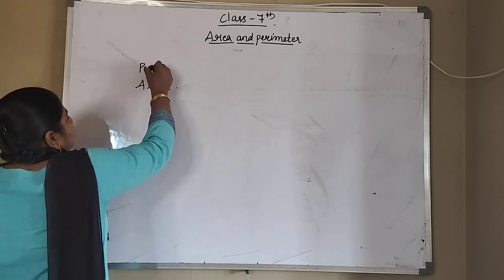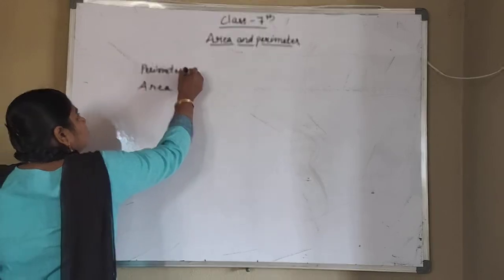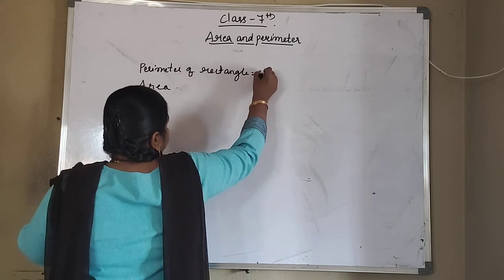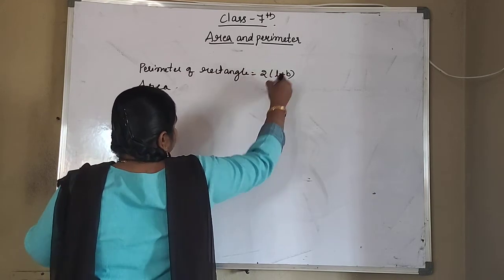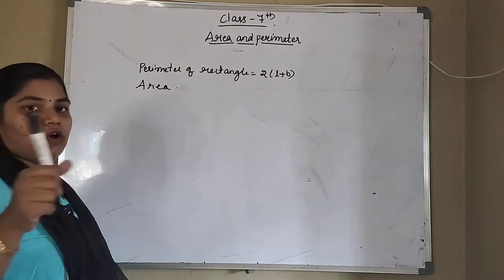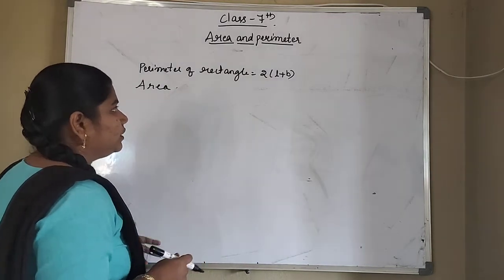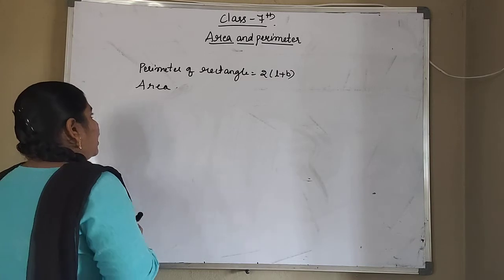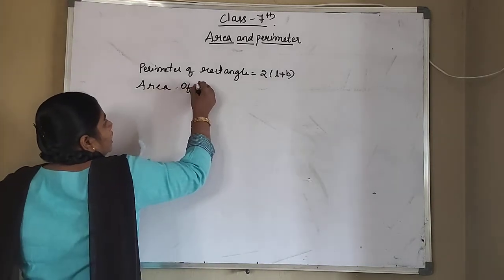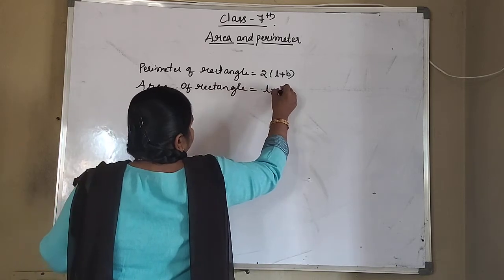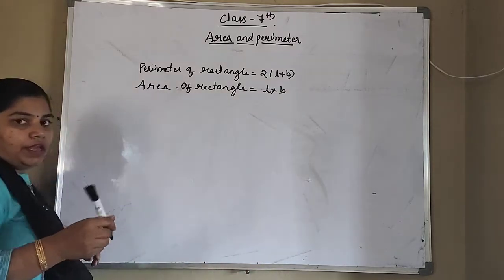Already you know that the perimeter of a rectangle is 2 into L plus B. Perimeter is nothing but adding all the boundary values. So what is the formula of the perimeter of a rectangle? That is 2 into L plus B. And also you know the area of a rectangle formula. Area is nothing but length into breadth. We have to multiply the length value and breadth value.